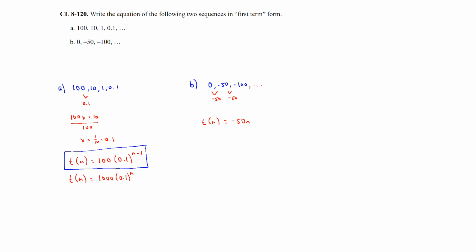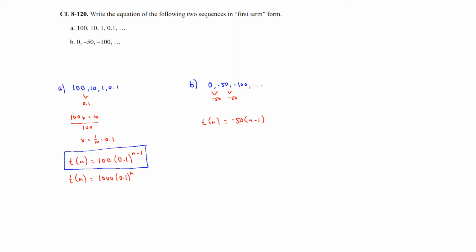And then, oops, made a mistake. Let's go back. Or no, that was fine. Negative 50 times n minus 1, because we're doing first term form. I apologize. There we go. And then the plus 0, that plus 0 doesn't necessarily matter. So negative 50 times n minus 1.